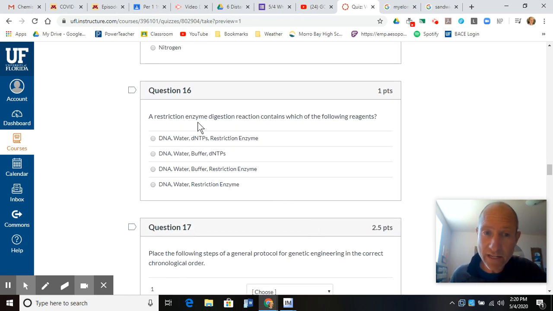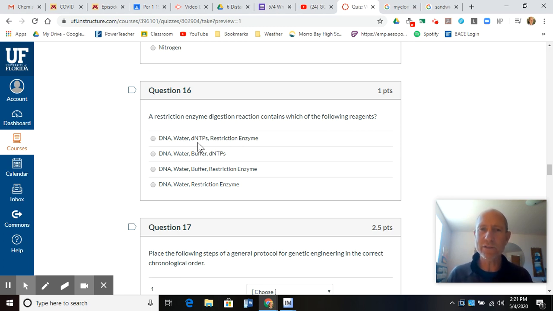A restriction enzyme digestion, that means digest means to cut up with restriction enzymes, contains which of the following reagents? Reagents are ingredients. DNA, water, dNTPs, and restriction enzyme. So you know what DNA and water, and you know what restriction enzyme is, but you don't know what dNTPs are. That stands for deoxynucleotide triphosphates. And that's just A's, T's, C's, and G's, adenines, guanines, cytosines, thymines that are free floating. They're inorganic. They're all by themselves.